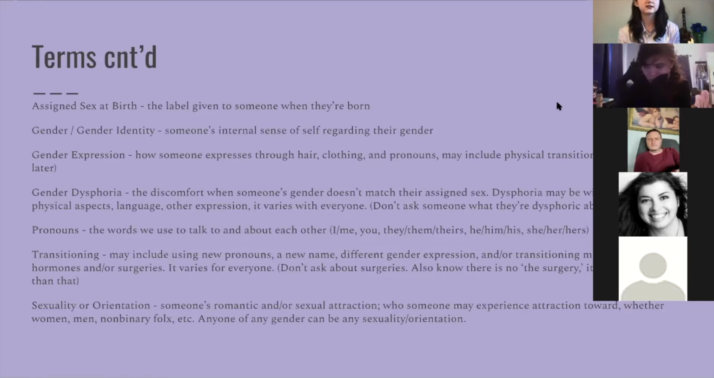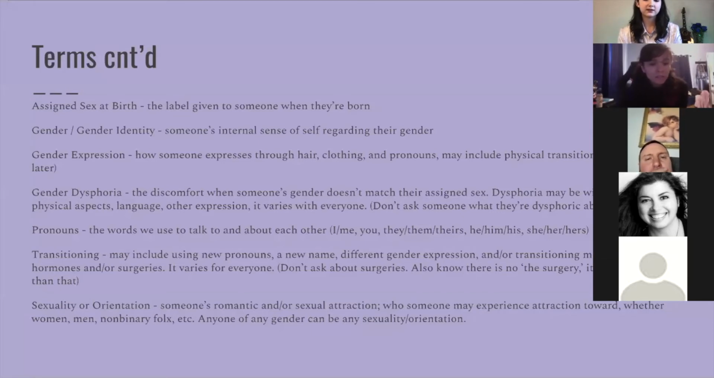Now, pronouns, the words we use to talk to and about each other. It includes first and second person pronouns as well. Like I, me, and you, those are also pronouns, and we tend to forget that, I think. But then also they, them, theirs, he, him, his, she, her, hers. And we've already done intros with pronouns today, so I know you know it, and everyone did great with that, but still good to touch on.